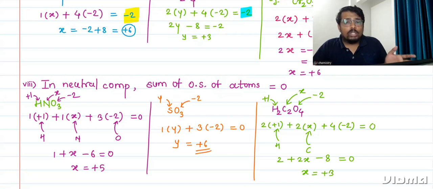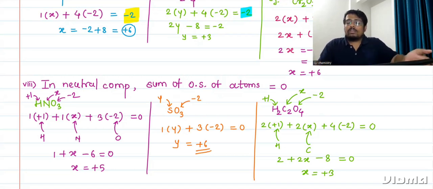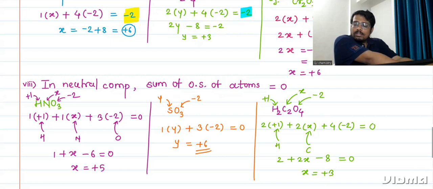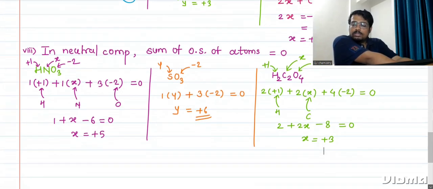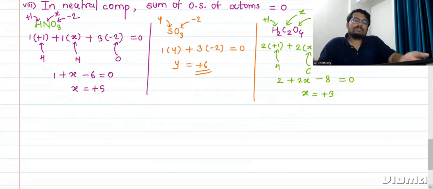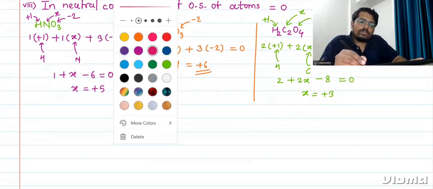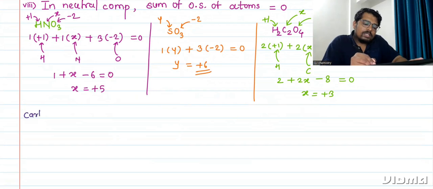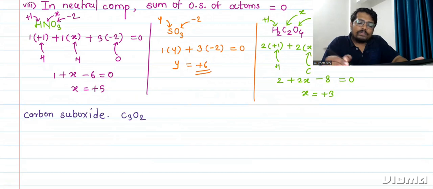So by applying all these rules, we can easily calculate the oxidation states of all elements, all constituent particles of a given compound. Okay, let us discuss a few more examples. Next example: carbon suboxide. The formula of carbon suboxide is C3O2.